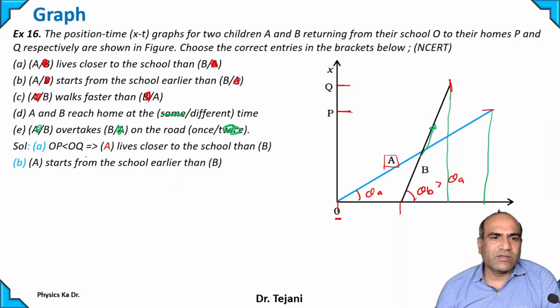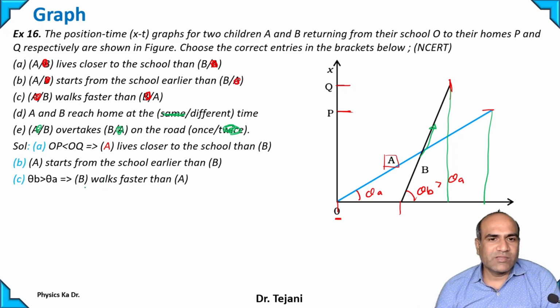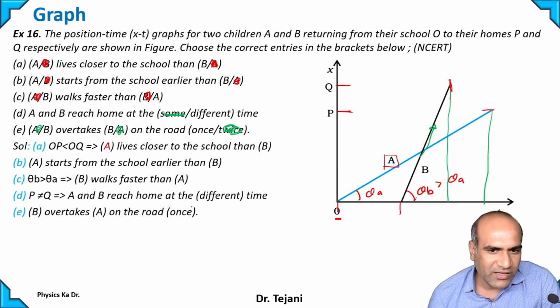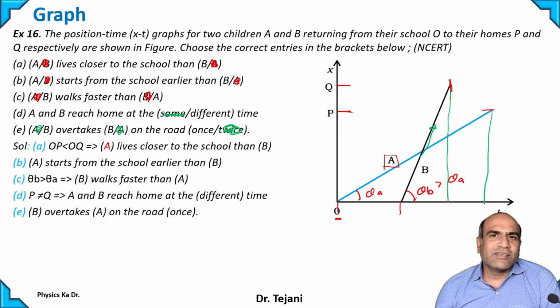A leaves closer, A starts early. B walks faster. Both are at different times and B overtakes A on the road once. So this is very simple.